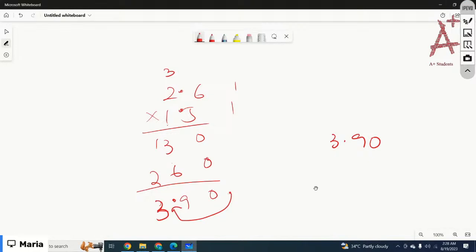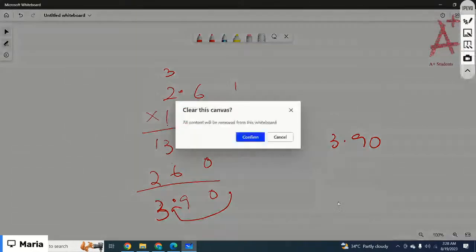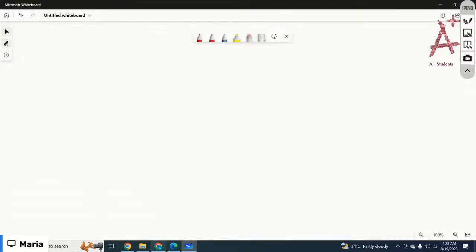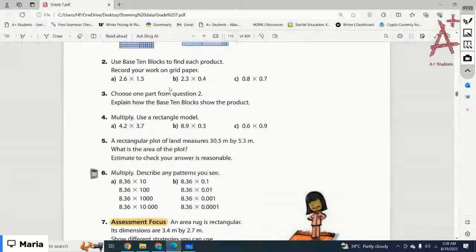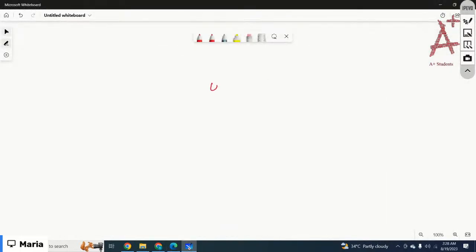Okay, let's do another example. The next one is 4.2 times 3.7. Let's multiply them without decimals.